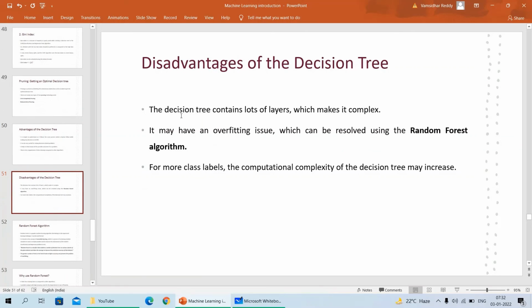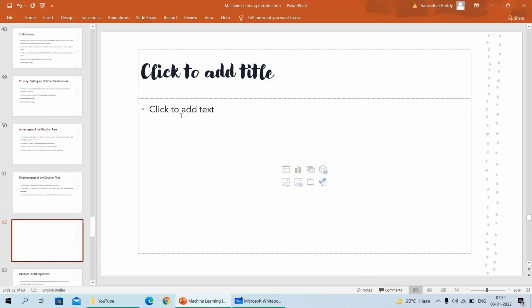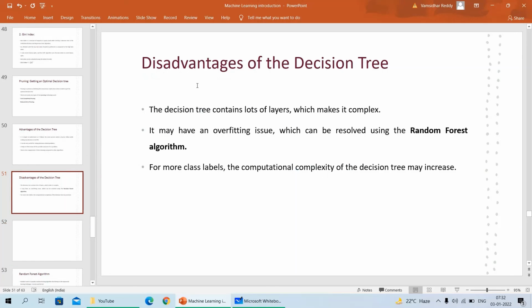And the disadvantages of decision trees: a decision tree contains a lot of layers, which makes it complex. It may also have overfitting issues, because a decision tree has properties of low bias and high variance, so it shows overfitting issues. For that case, we have the random forest algorithm, which will solve this. The next one is that for more class labels, the computation of decision trees may increase. Computational complexity is increased in decision trees due to more labels.